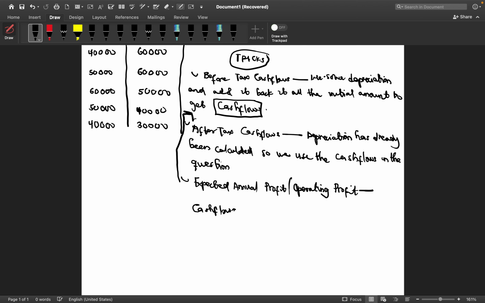So one would ask, how then do we calculate cash flow? So you can do it this way: cash flow is the annual profit plus depreciation. So this is the formula for cash flows.